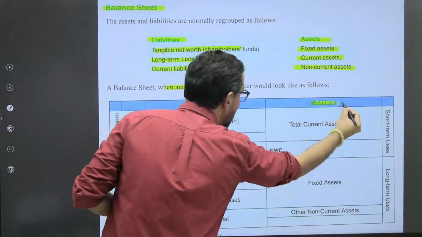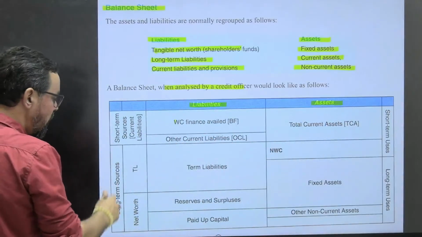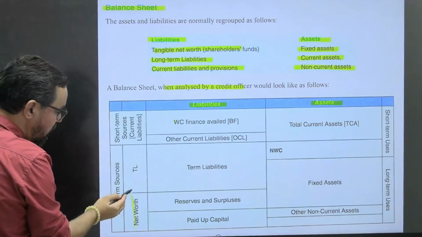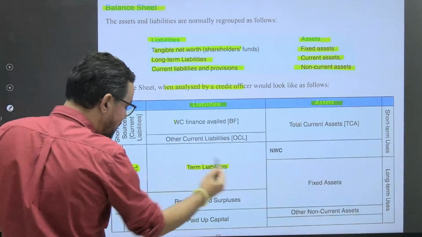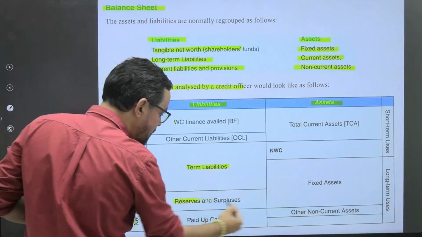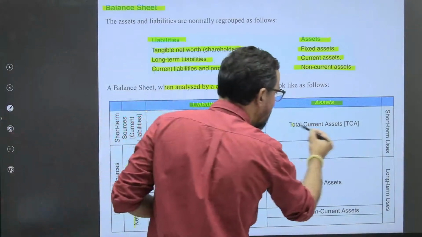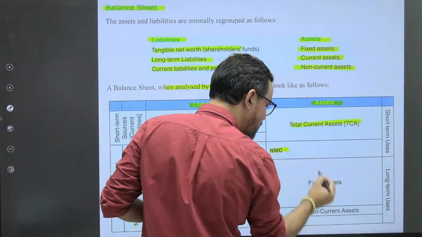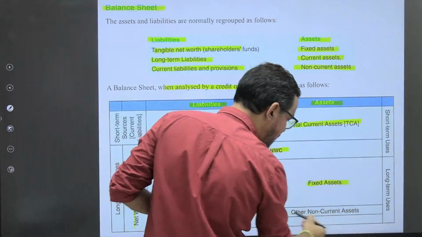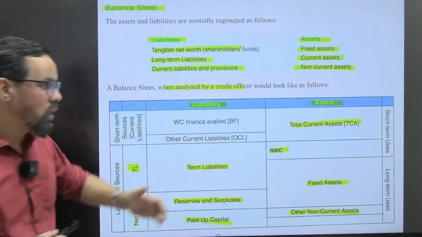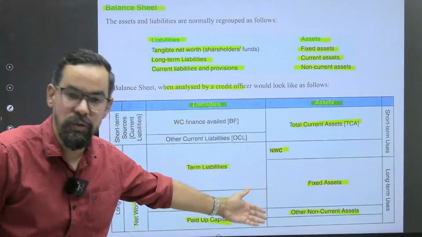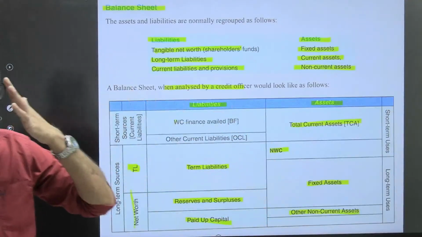Like these are the liabilities, these are the assets, okay. So in this way, we have net worth, then term loans, term liabilities, sorry, term liabilities, reserves and surplus, paid up capital, okay, this is the one. And assets are total current assets, net working capital, and we have fixed assets, other non current assets, okay. So short term uses and long term uses.